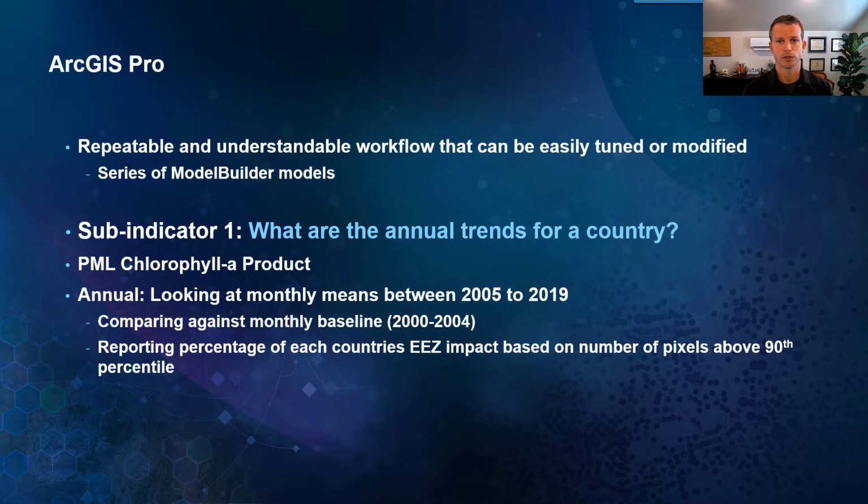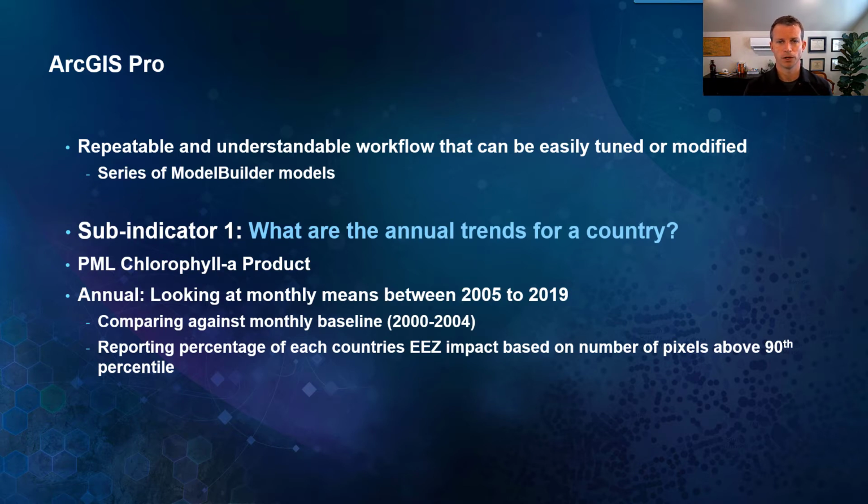For sub-indicator 1, the question we were trying to answer was, what are the annual trends for a country? We used the Plymouth Marine Laboratory Chlorophyll A product for this. This is a product that was developed for the Ocean Color Climate Change Initiative. And for this annual reporting, we're looking at monthly means between the years of 2005 and 2019 and comparing that to the baseline values that we computed from this same PML product for years 2000 to 2004.